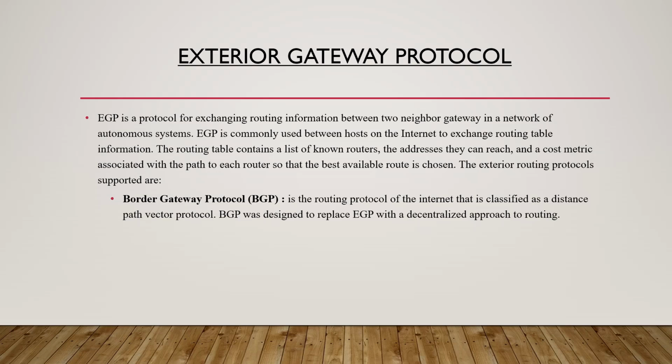The type of EGP protocol is the path vector routing protocol. There is only one path vector routing protocol. What it does is maintain the path information that gets updated dynamically. The main drawback is the size of the advertisement, which grows with the number of hops. In the path vector routing protocol, there is the border gateway protocol that is mentioned below. It is a routing protocol that is classified as a path vector protocol. As I told, it was designed to replace exterior gateway protocol with a decentralized approach to routing.